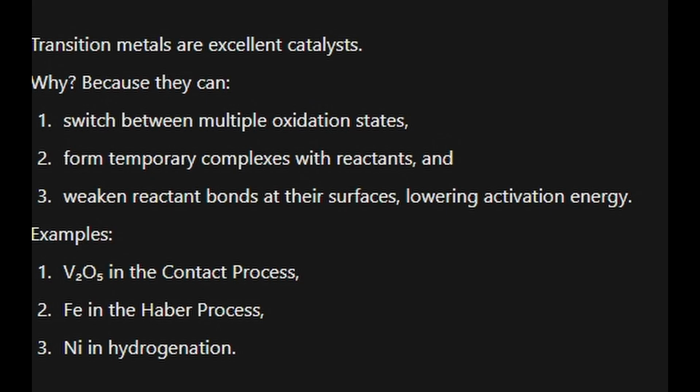Transition metals are excellent catalysts. Why? Because they can switch between multiple oxidation states, form temporary complexes with reactants, and weaken reactant bonds at their surface, lowering activation energy. Examples: V2O5 in the contact process, Fe in the Haber process, Ni in hydrogenation.